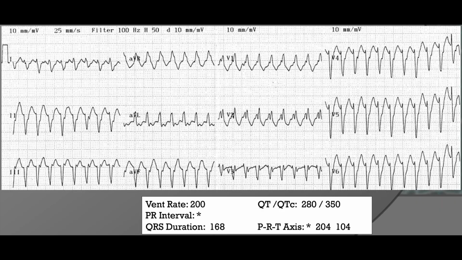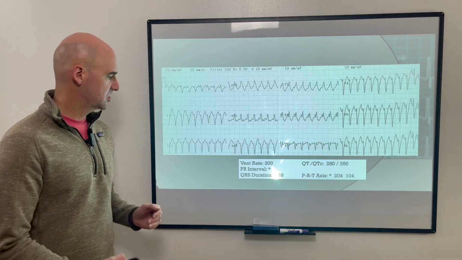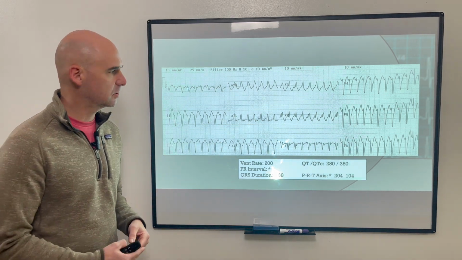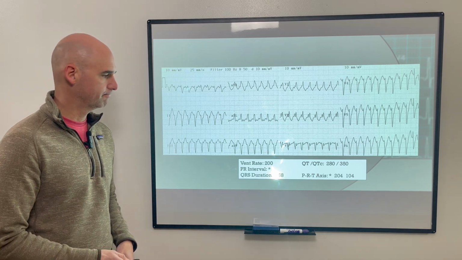Next example up here, again, I look at my rate. I've got a rate of 200, all right? It does appear to be regular, all right? I look at my QRS axis, my next step here. My QRS number says 204. I can also look at my leads, and I've definitely got negative deflection in 1, 2, and 3. It certainly is a wide complex in nature as well. And again, another example of a ventricular tachycardia here.